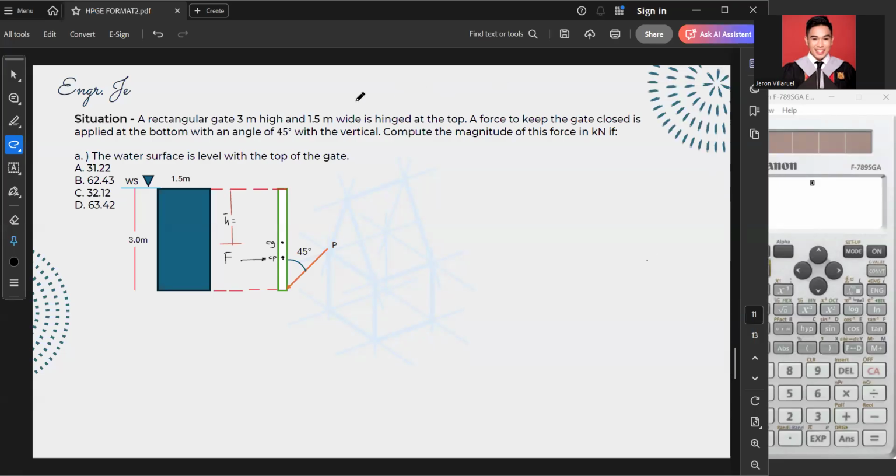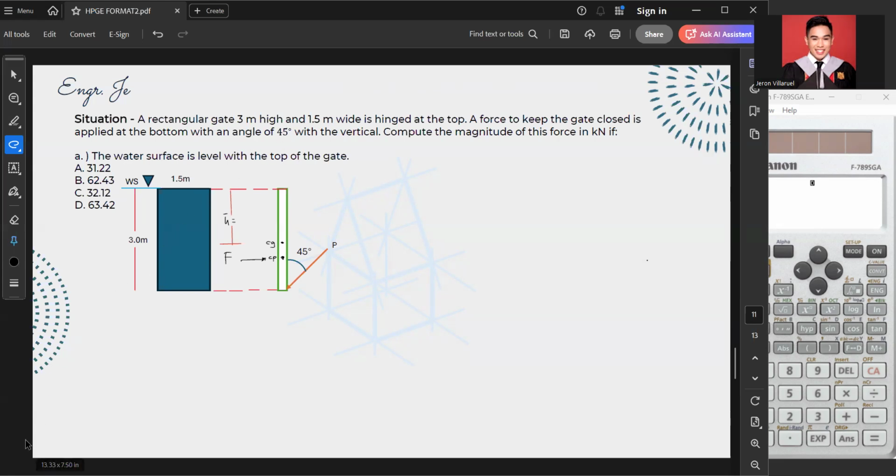So the situation: a rectangular gate 3 meters high and 1.5 meters wide is hinged at the top. A force to keep the gate closed is applied at the bottom with an angle of 45 degrees with the vertical. Compute the magnitude of this force in kilonewton if, question letter A, the water surface is level with the top of the gate.